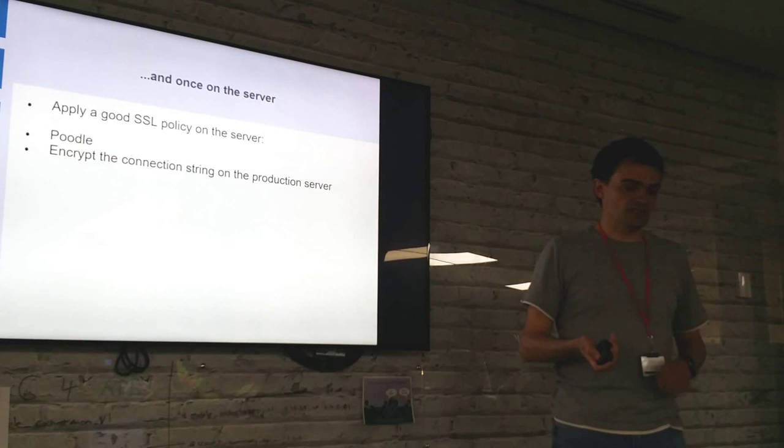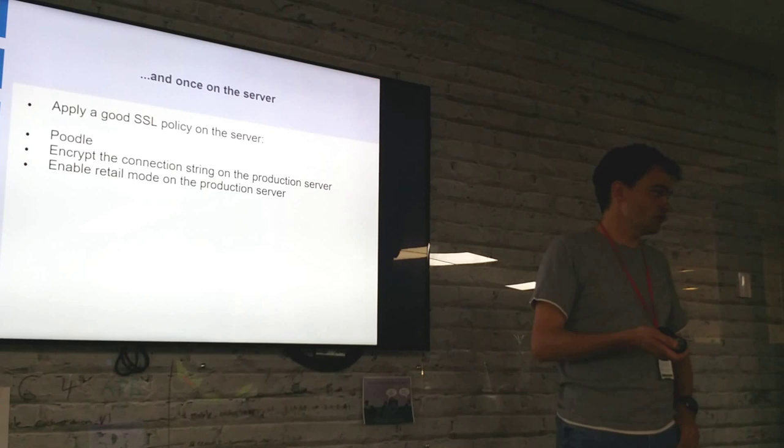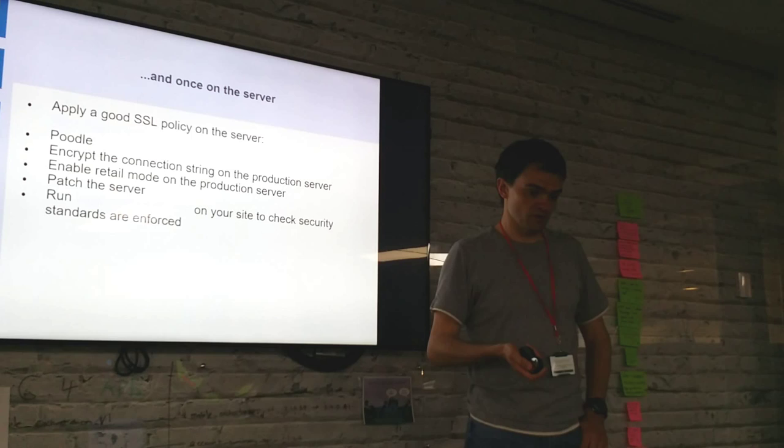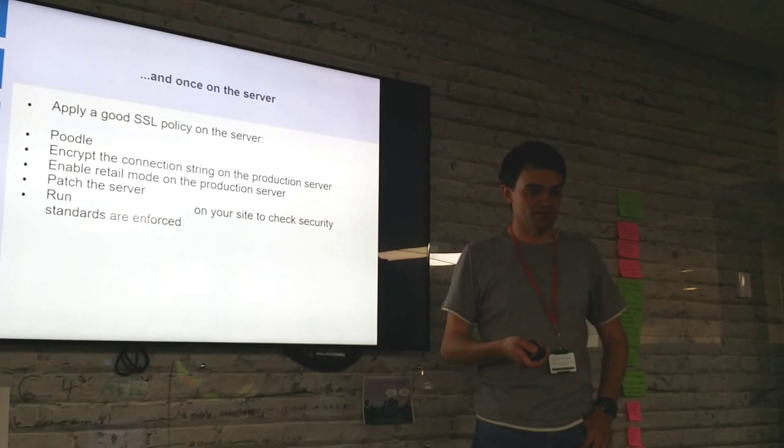Crypt the connection string on the production server, which can only be done on the box itself. Enable retail mode on a production server, in machine.config. Patch the server, always, as much as possible. And then you can run Troy Hunt's ASafaWeb on a periodic basis to check the security.